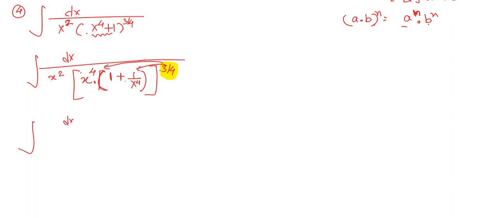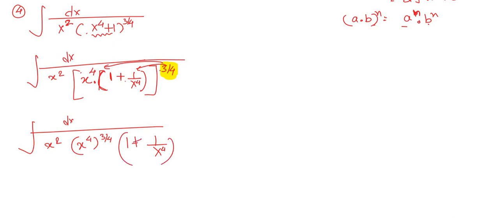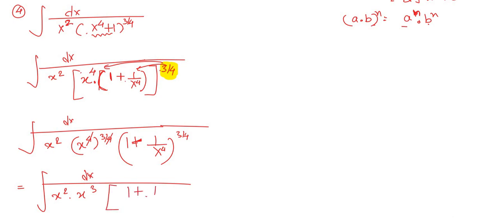So here see, dx by x square, x raised to power 4 power 3/4, and 1 plus x raised to power 4 power 3/4. Correct. Now what will happen? Integration of dx by x square. Here see, this 4 and 4 will cancel. So we are getting x cube, 1 plus x raised to power 4 power 3/4.